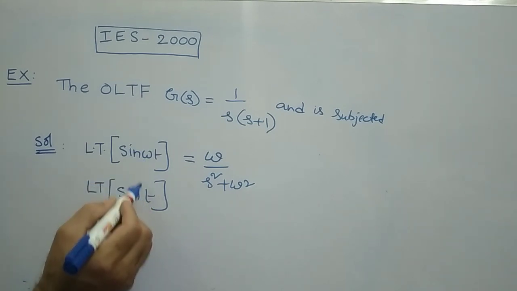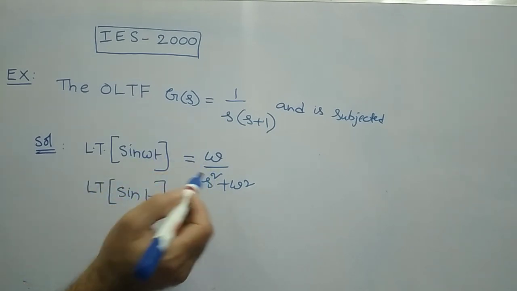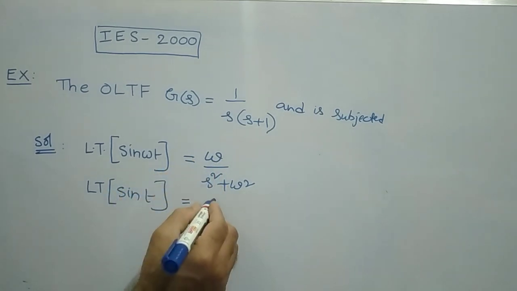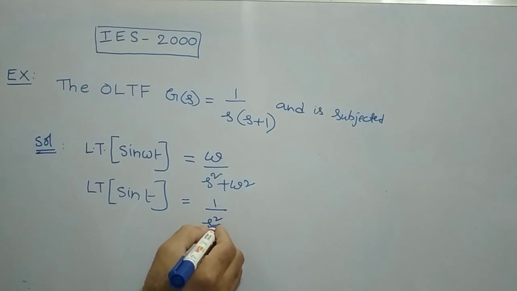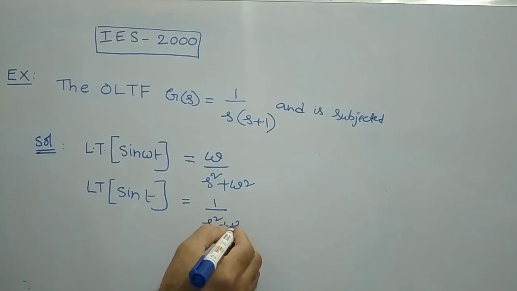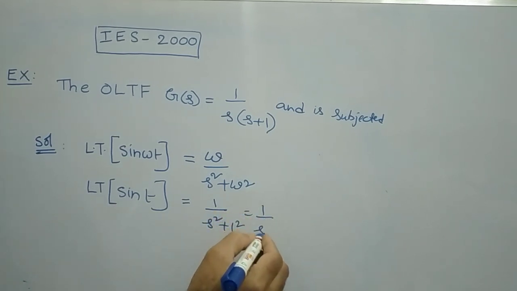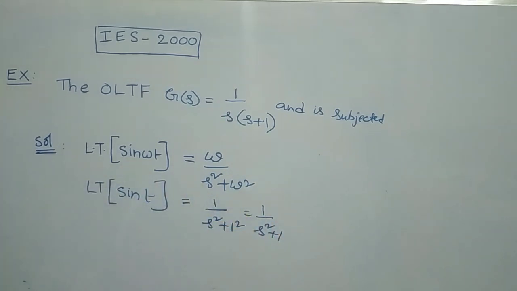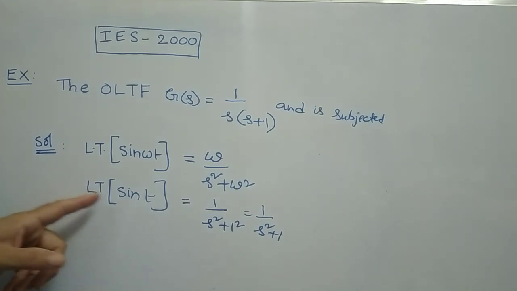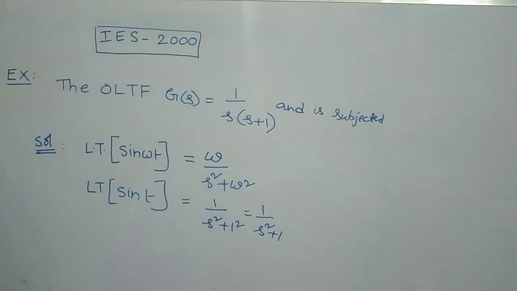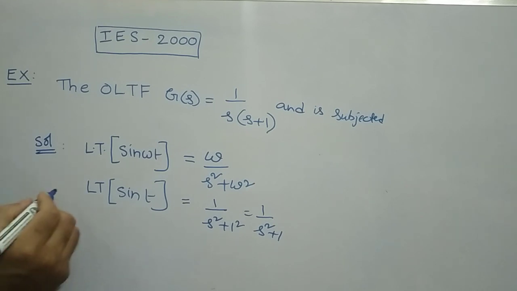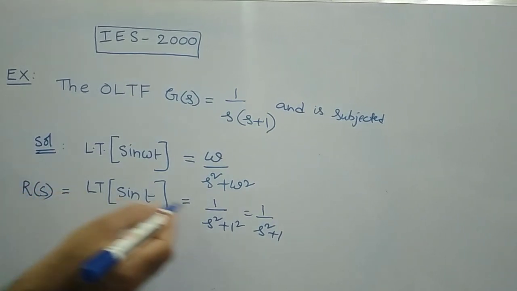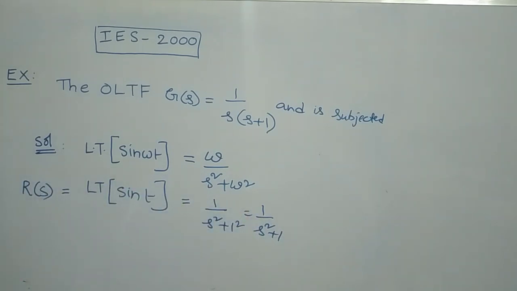So omega is 1. Wherever omega is there, you need to substitute 1. Therefore 1 by s square plus 1 square, it is 1 by s square plus 1. That is the Laplace transformation of sin t. Understood? The Laplace transformation of sin t is equal to 1 by s square plus 1. This is what your R of s is basically. R of s is equal to 1 by s square plus 1.